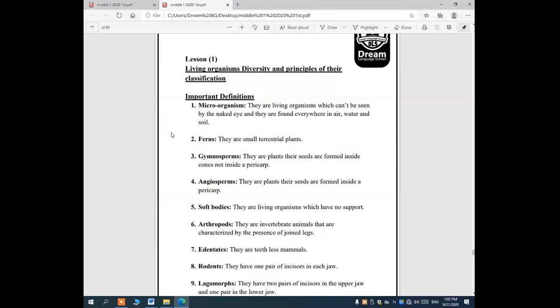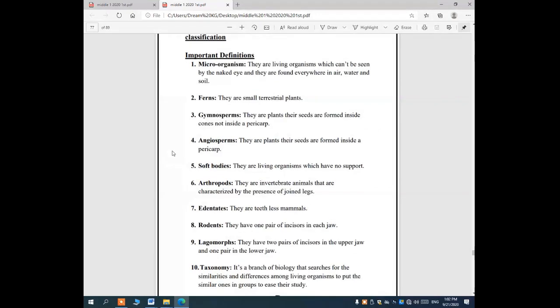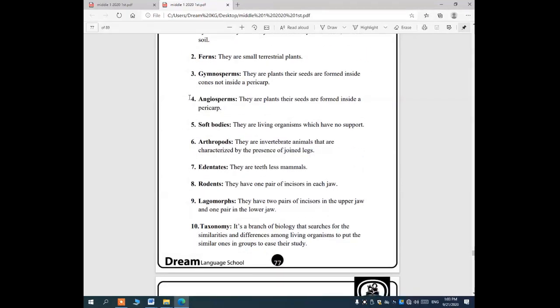Okay, next we have some important definitions, like ferns. What is meant by ferns? They are small terrestrial plants. Terrestrial means earth, that live on earth. They are short plants found on the earth, and we are going to talk about them later. We have something called gymnosperms. Gymnosperms are plants whose seeds are formed inside the cone, not inside the flower, not inside the pericarp. Angiosperms are plants whose seeds are formed inside the pericarp or in the flower itself.